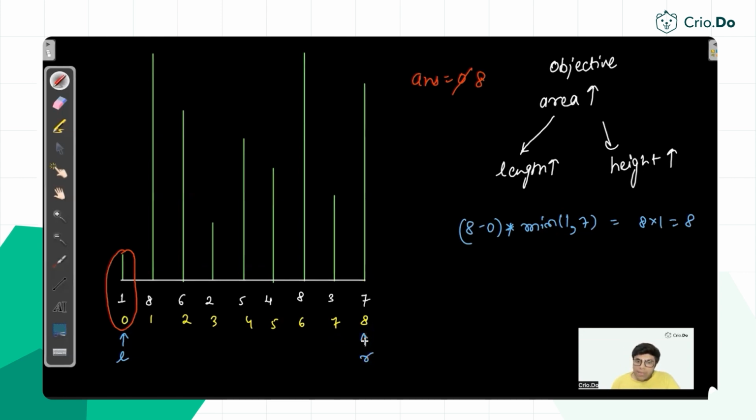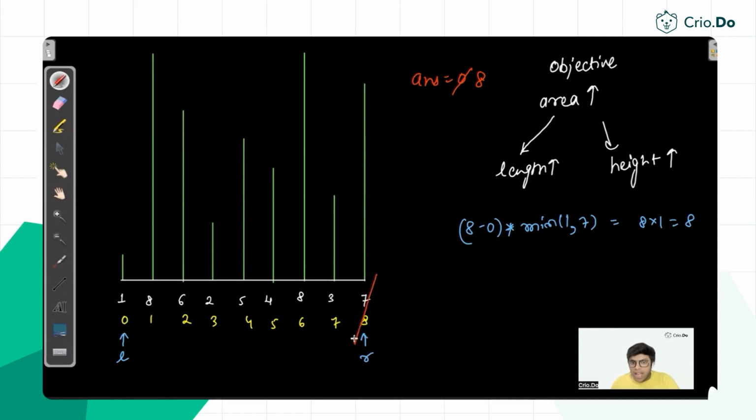So if I make the right pointer go to the previous index, the right pointer is having height 3, but the left pointer is still having height 1. What will be the minimum? Minimum of 1 comma 3 will be 1 only. So no change in the area. There will be no change in the area if I discard the right value, that is the higher height.